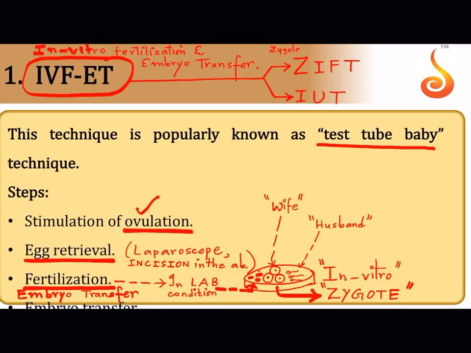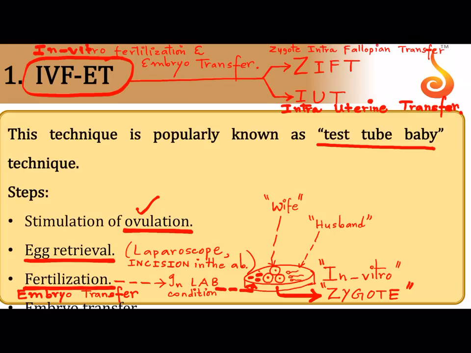So remember what ZIFT stands for: zygote intrafallopian transfer, and IUT stands for intrauterine transfer. So there are two follow-up methods for in vitro fertilization and embryo transfer.